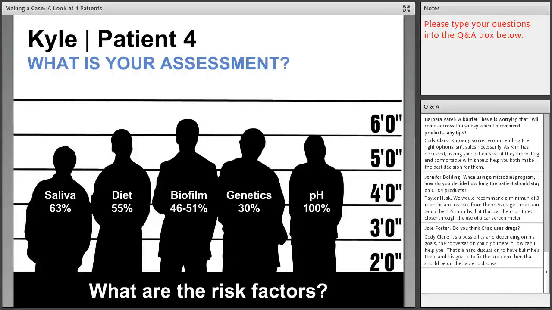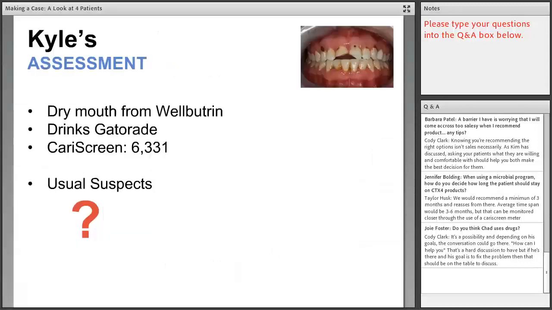Your assessment is he's got a saliva issue. We know he's got a diet issue. We're going to ask him about that in a non-judgmental, open-ended question. We know that he recognizes he's got a biofilm issue. So it turns out he's got a dry mouth from Wellbutrin. And I tell you, when you see somebody taking Wellbutrin, remember that drug. That's a serious dry mouth.